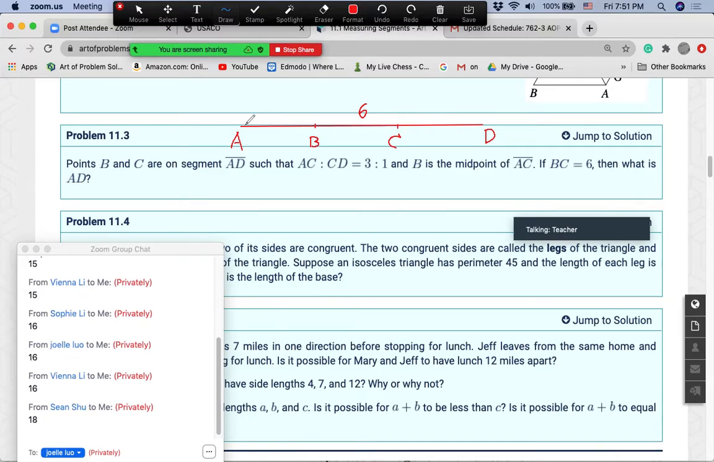See, BC is 6. Then B is the middle point of AC, so that means AB also equals 6. So then AC equals AB plus BC, so that means AC equals 12. AC equals 12, AC over CD equals 3 over 1, so that means CD equals 4. So 12 plus 4, then you get AD equals 16.